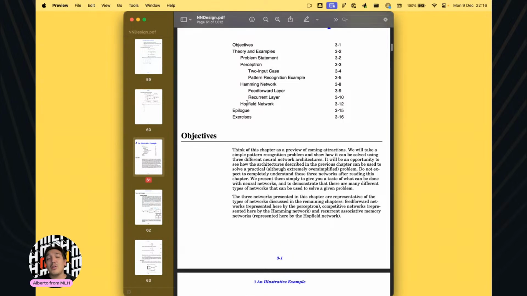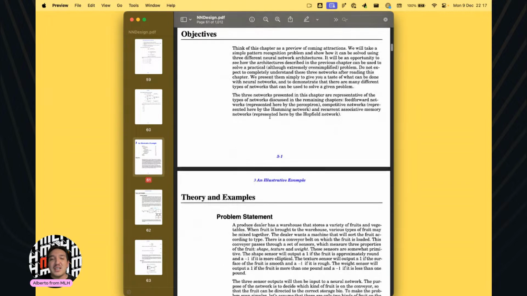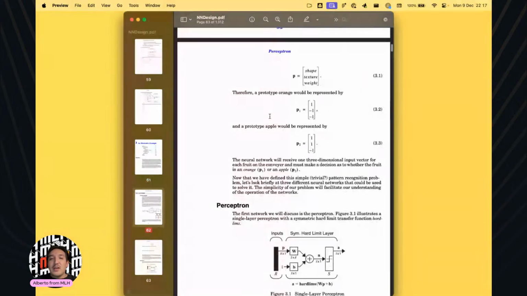You can take a look also at the Hopfield network. It's very interesting, but more complicated. And designing it is not even shown in this chapter. There is a dedicated chapter for that. That's why I'm skipping the Hopfield network. I started with the Hamming one, and I wanted to follow up with the perceptron. Let's take a look at the perceptron.